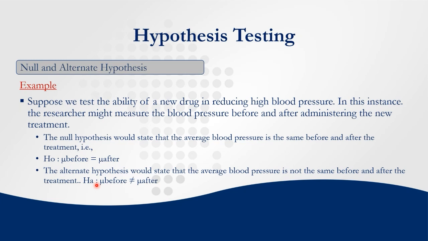What you as a researcher want to show is the alternate. So the alternate will say before and after, they're not the same, right? Because if before and after are not the same, you want to say this drug has had an influence on the high blood pressure, such that the high blood pressure before the person took the drug and the high blood pressure after taking the drug are different.